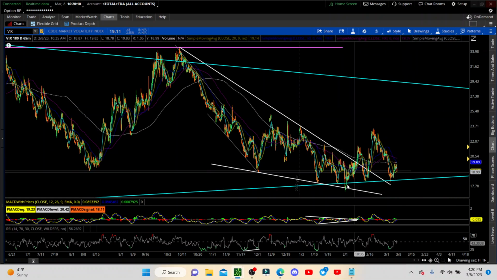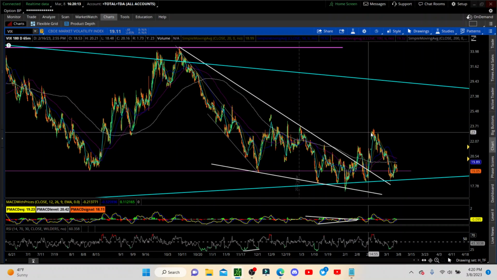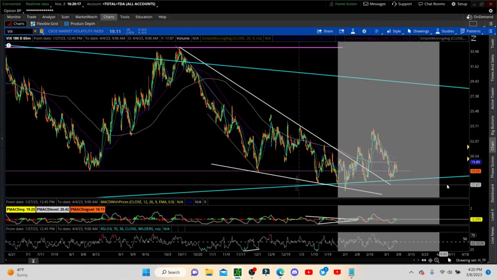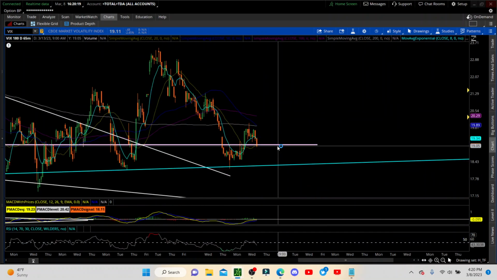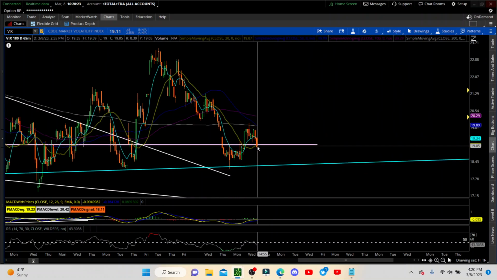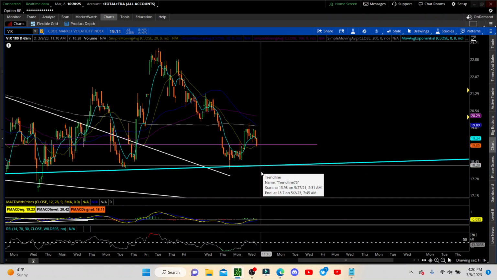We had this wedge break out, nice big moves, and we're just backtesting. That's simply what we're doing. So we're really looking at this purple zone here, which is the 19 area, and I think that if we hold right around this 19, we can go further.